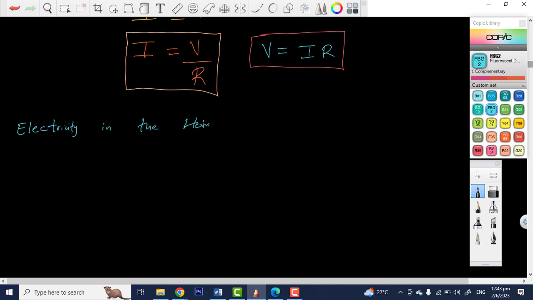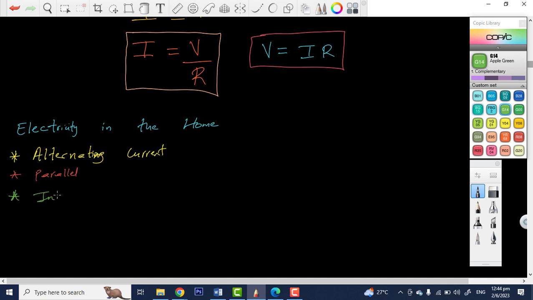So we need to know Ohm's law. We also need to know about electrical safety, and that stems from electricity in the home. We need to know that electricity is supplied to our homes in the form of AC, alternating current. Also, we need to know that it is connected in parallel.